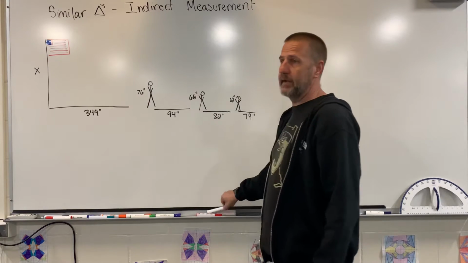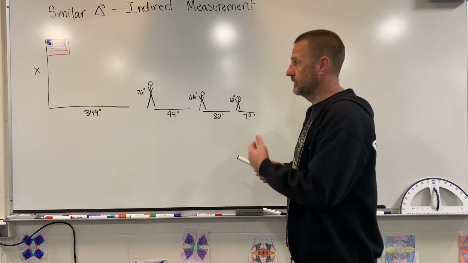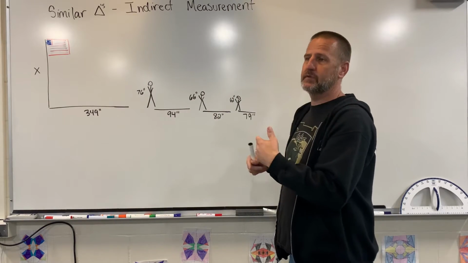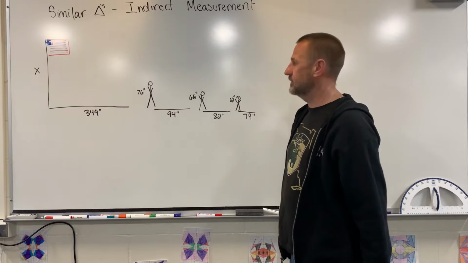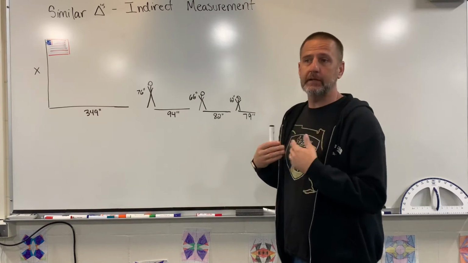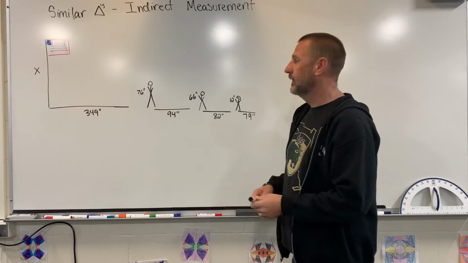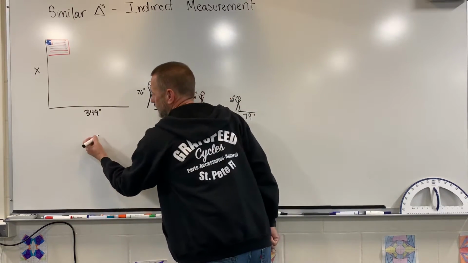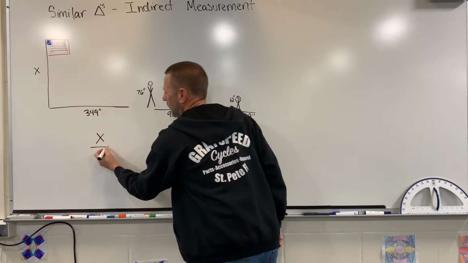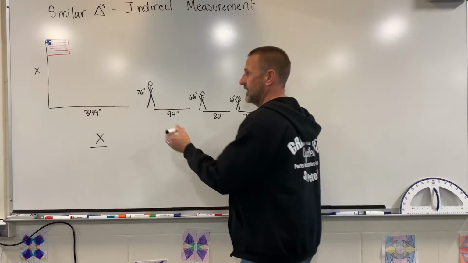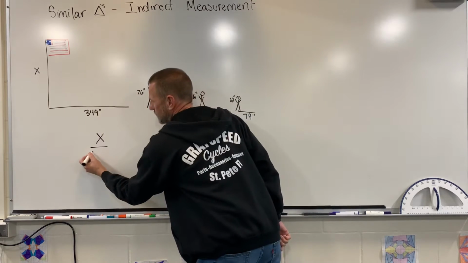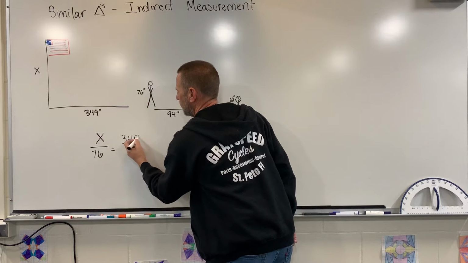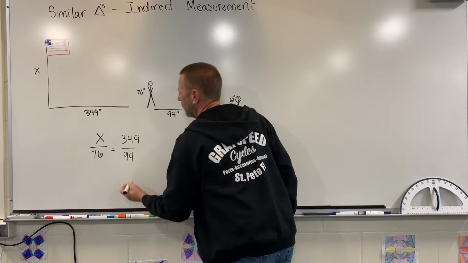So I can start by making a proportion. Let's say I'll take this kid here. I'm going to do this 3 times so that we get 3 results, and then we can see that there might be some slight variation. And that's probably more on me than anything else. It's probably just my measuring. So if I look at this one, I got a flagpole right here, and let's say X is the height of the flagpole. Well, I'm going to create a proportion. So X is the flagpole, 76 is the student, 349 is the flagpole shadow, 94 is the student shadow.